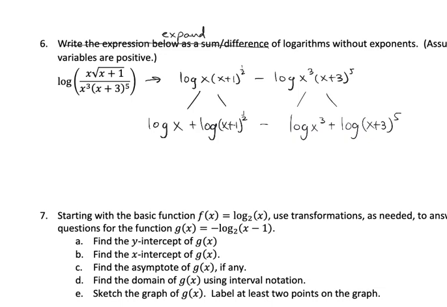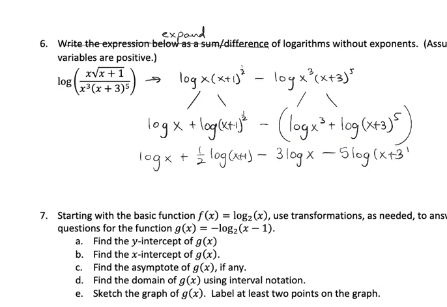Now there is going to be a minus sign between, but you have to subtract the entire expansion of this expression with a parenthesis. Otherwise, you're just subtracting the first term rather than both of them, and you should be subtracting both of them because you're subtracting this entire expansion. Last step is just to move exponents down in front. That first one doesn't have any exponents, so that's just log x. This one, the 1/2, comes down in front. I have a 3 in front of this one, and I'm going to go ahead and distribute the minus sign, so that becomes minus 5 log of x plus 3.